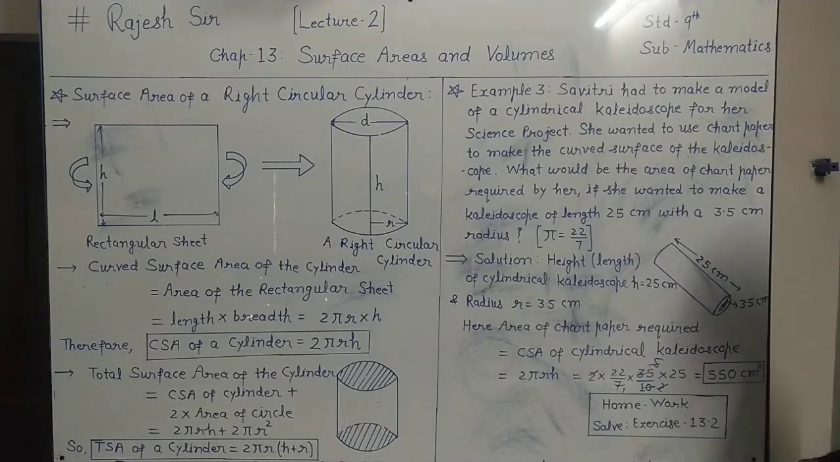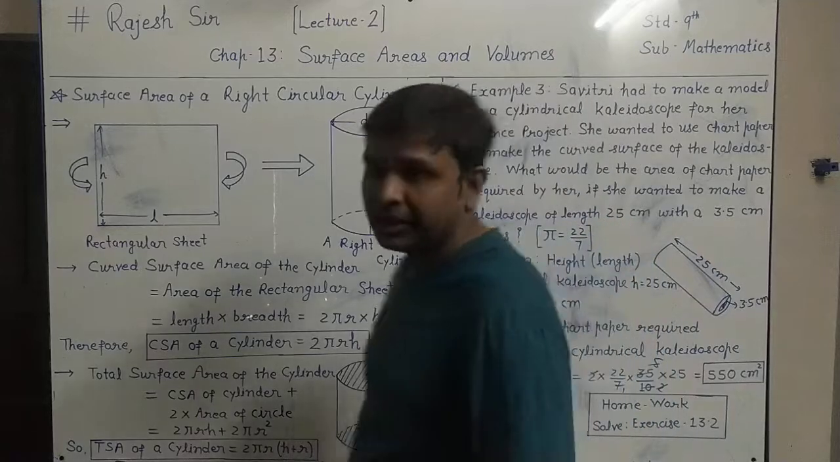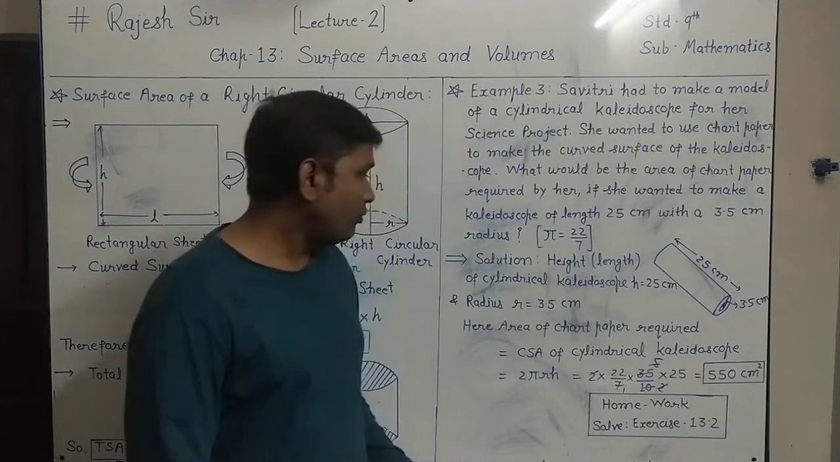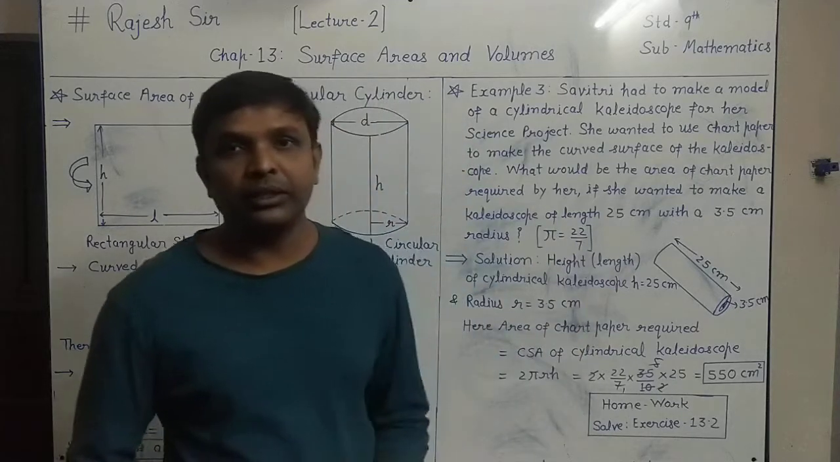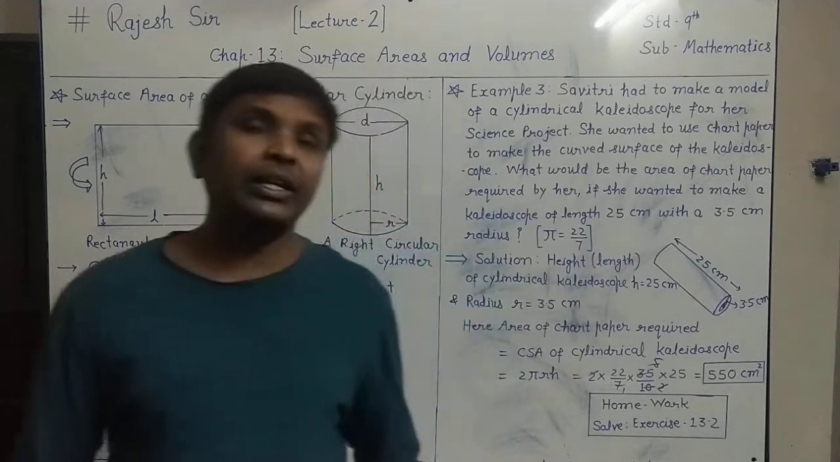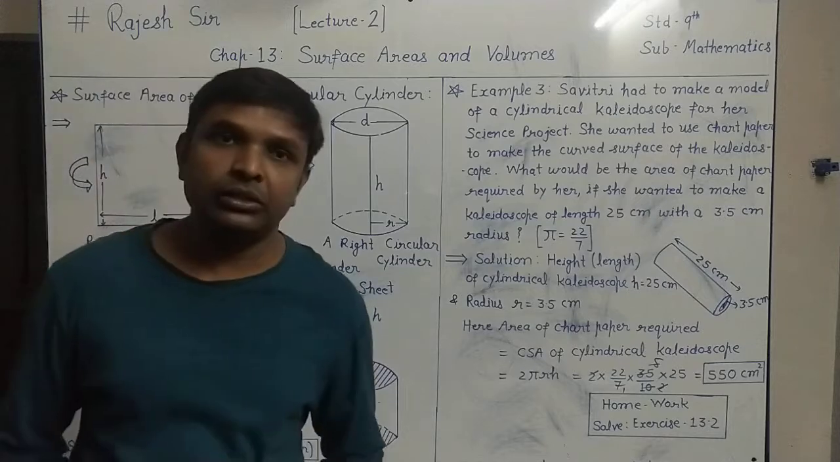And after this example we have exercise 13.2 related to right circular cylinder only. So it is your homework to solve exercise 13.2 related to cylinder. Surface area, curved surface area, total surface area related questions.